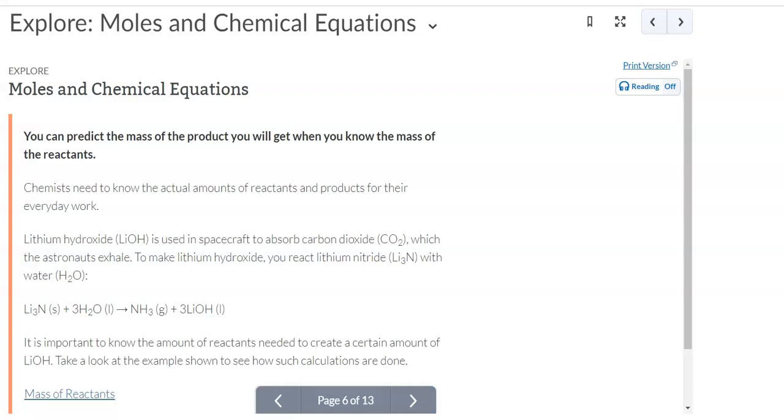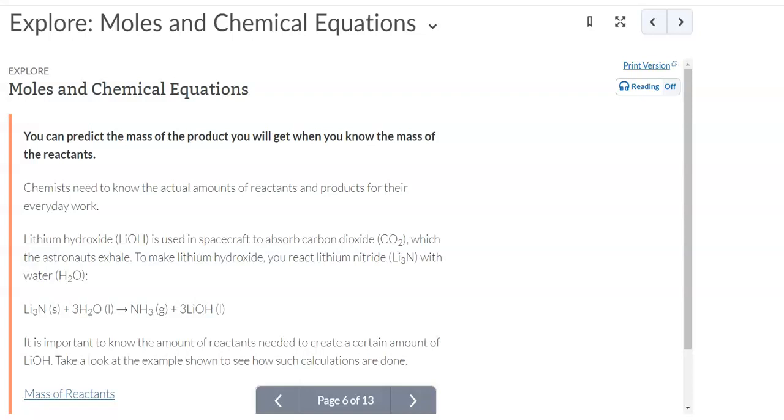So here we go. You can predict the mass of the product you will get when you know the mass of the reactants. I'm just reading the top line there. So if you have a chemical equation, right? If you know how much lithium nitride you're starting with, then you can predict how much ammonia you'll get at the end of the reaction if everything goes perfectly, and you can predict the mass of the lithium hydroxide that will be produced at the end of the reaction if everything goes perfectly.